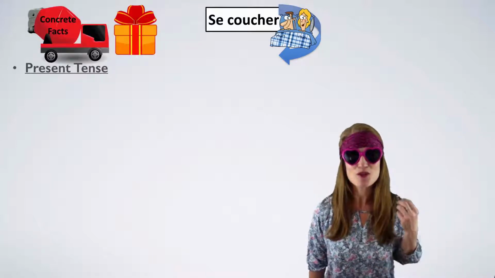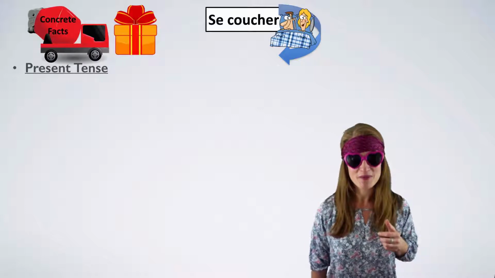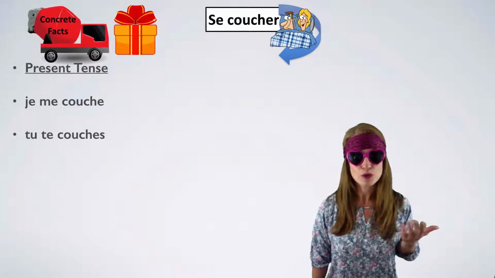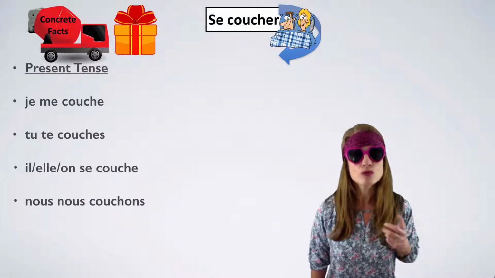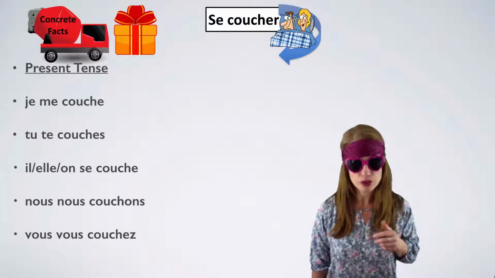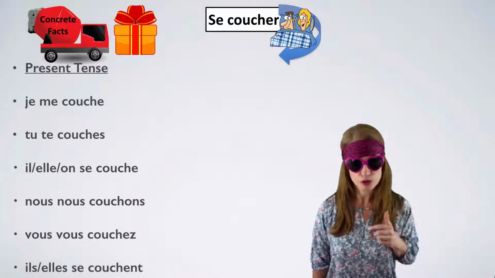Let's conjugate se coucher in the present tense. Je me couche. Tu te couches. Il, elle, on se couche. Nous nous couchons. Vous vous couchez. Ils, elles se couchent.